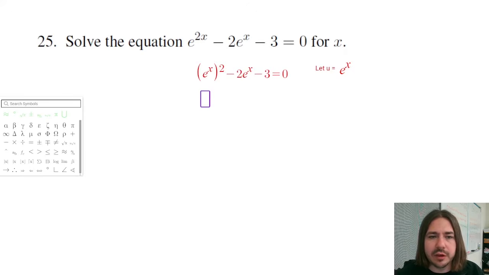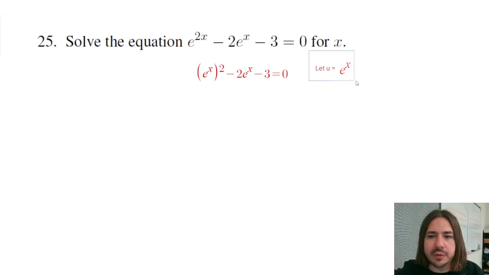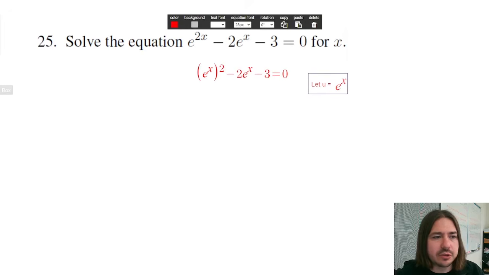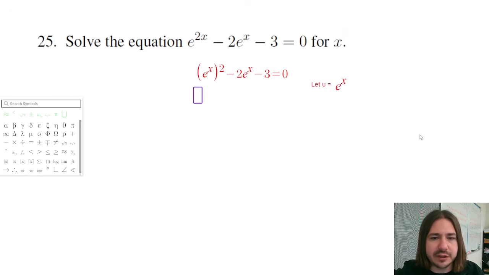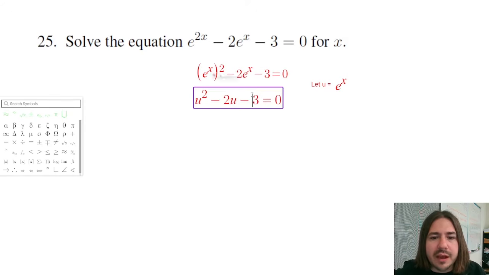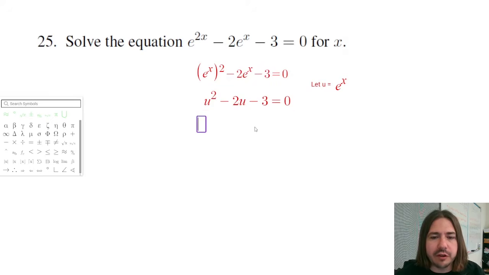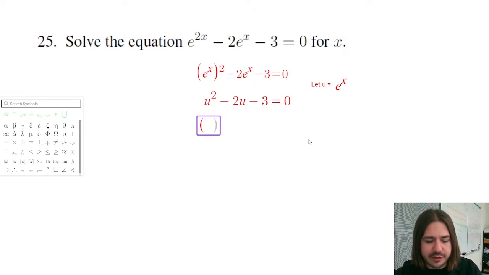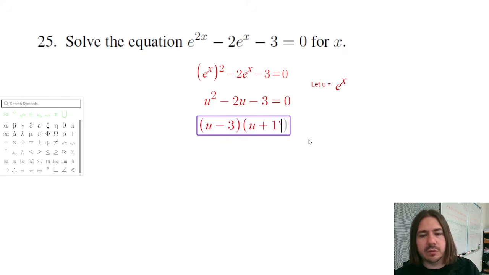So here we go. I'm going to let u be e to the x. This little u substitution trick is really just to make the factoring easier for you. So I'm going to write this as u squared minus 2u minus 3 equals 0. Now I'm going to factor this, and you can see this is kind of a basic quadratic trinomial, and it would factor as u minus 3 times u plus 1.